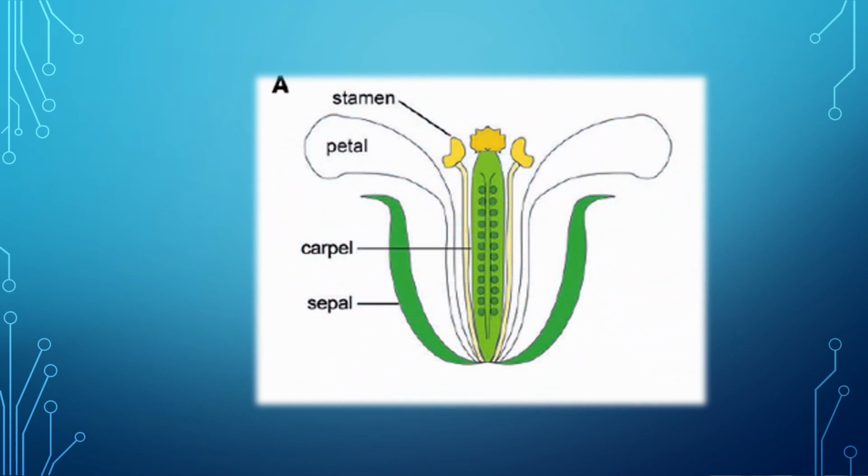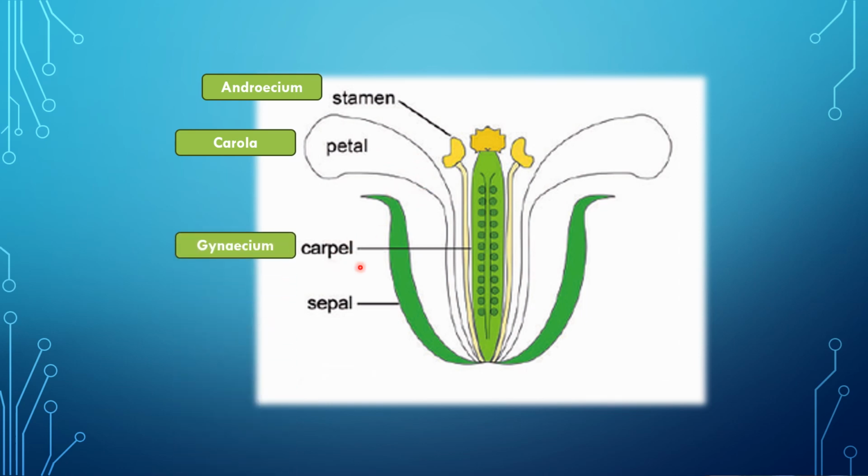Now let us look at the flower and study its parts. The first thing we see here is the stamen. Stamen is the male reproductive organ of a flower. It's also known as androecium. And then we have the corolla. Corolla is nothing but petals. And then we have the carpel. Carpel is the female reproductive organ of the flower, and it's known as gynoecium. And then the last part of the flower we have is the sepal, which is also called calyx.